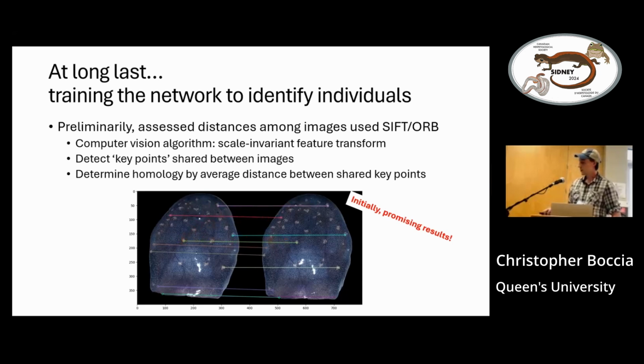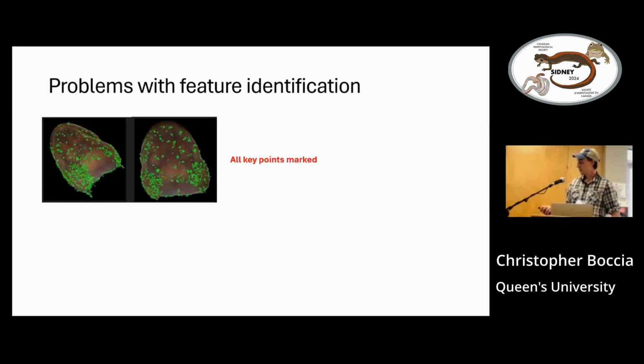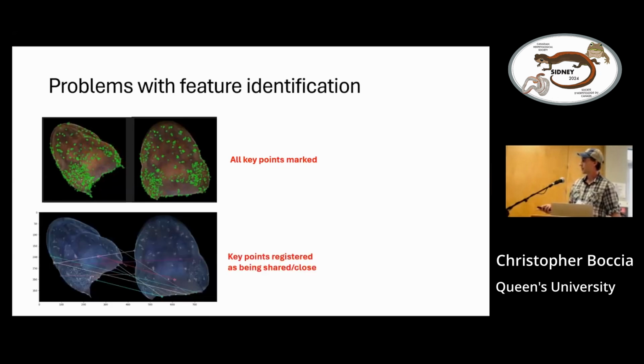However, we found with a lot of our images, the green dots here are the key points that SIFT identified in the image. It was able to pick up the dots as key points, but when we actually ran the feature matching part of the algorithm, it wasn't able to identify that those were shared. These are the same two images, and these are the points that were identified as being shared. Some of these are farther apart than we would like, and that means the overall distances that we get for homology aren't too accurate.